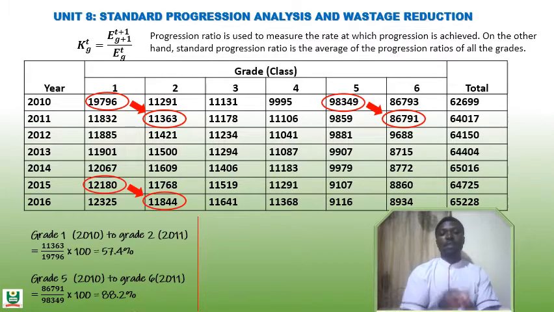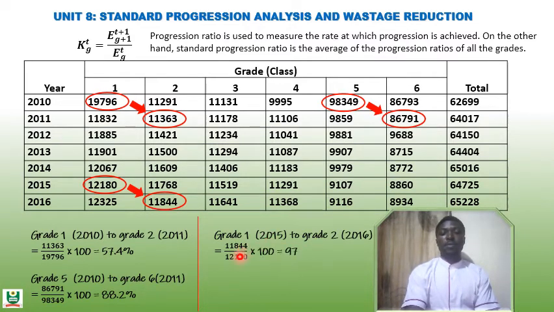We can take another example. Grade 1 2015 to grade 2 2016. So all we need to do is employ the formula: number of students in grade 2 2016 now, 11,844. We divide it by the number of students in the previous year. Remember, in grade 1 previous year we have 12,180, and when we multiply the result, we're going to have 97.2% approximately.